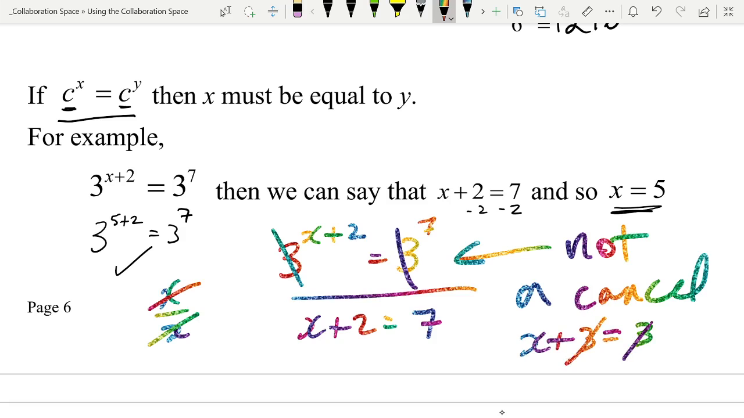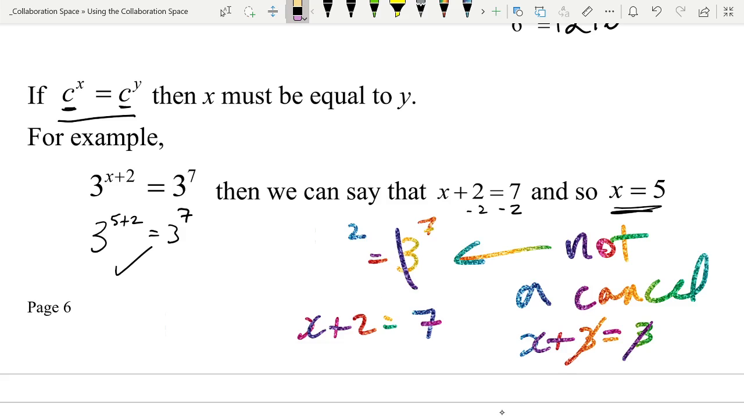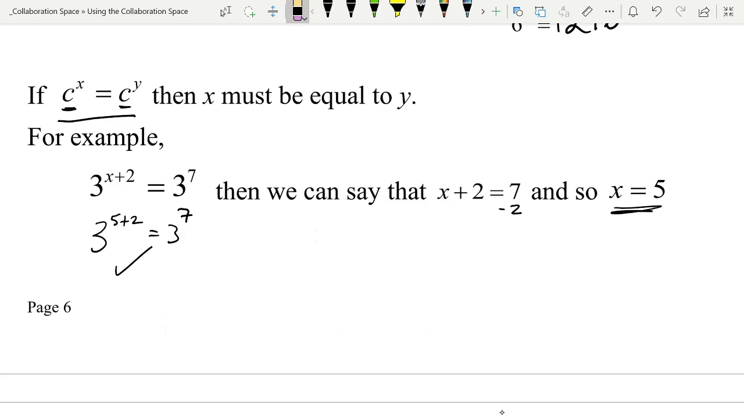This is not a cancel, okay? Please don't think that it is. It is not, it is not, it is not. This is bad, bad, bad.